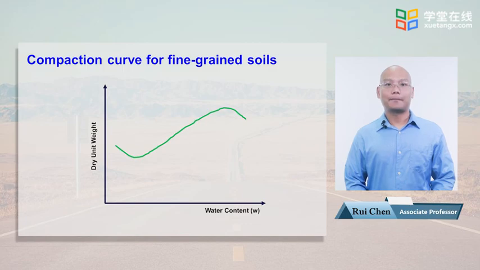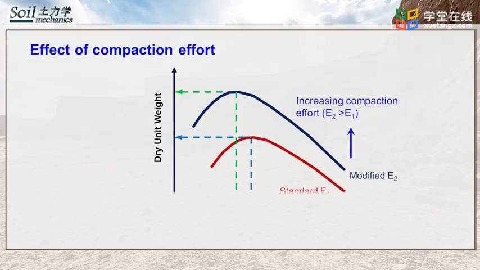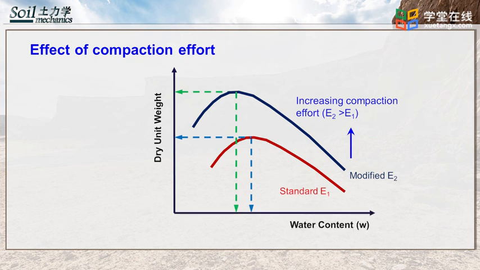If the compaction effort per unit volume of soil is changed, the compaction curve also changes. As presented in this figure, with increase of compaction effort, the maximum dry unit weight of compacted soil is also increased. As the compaction effort is increased, the optimum water content is decreased to some extent.